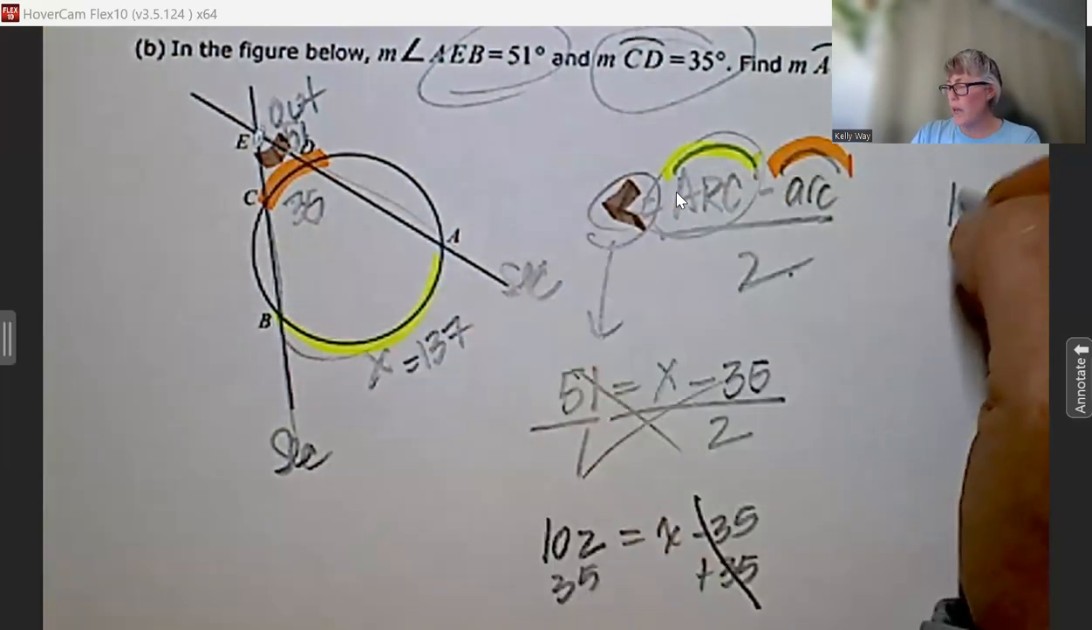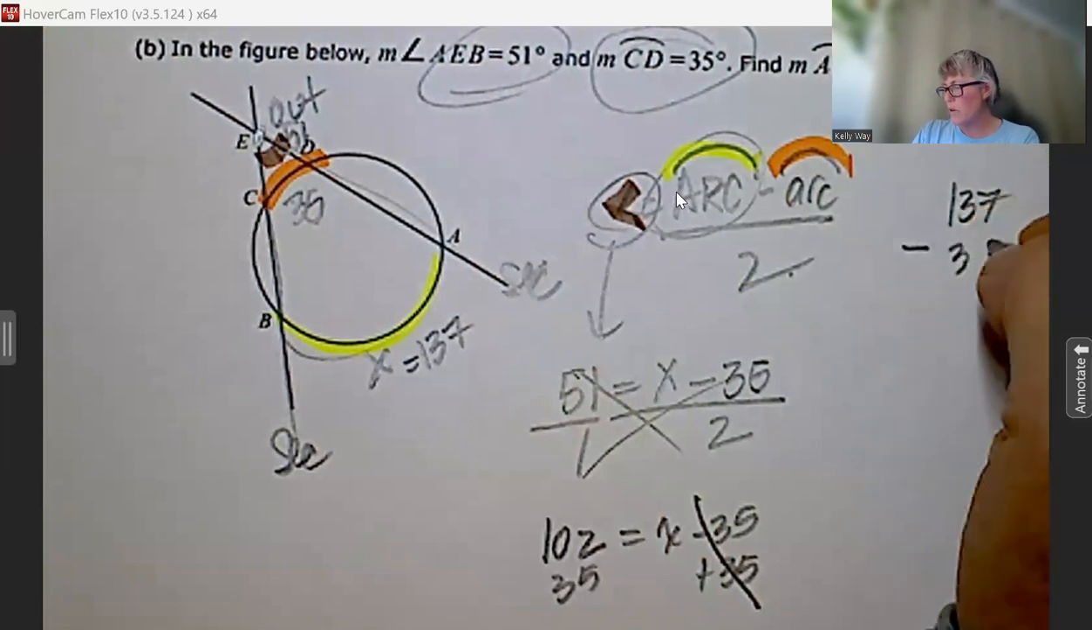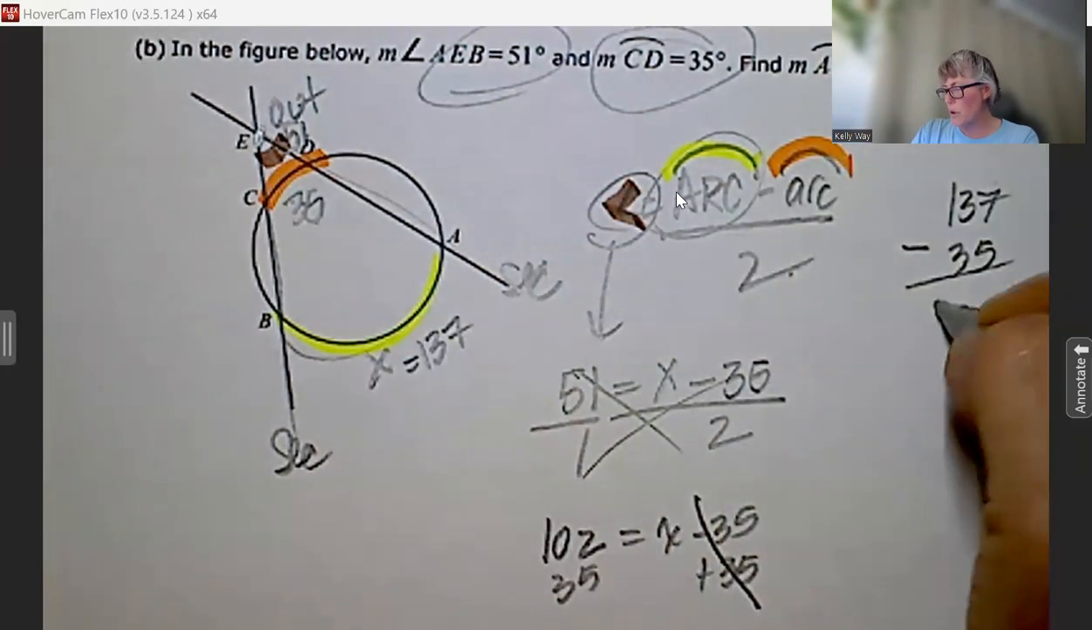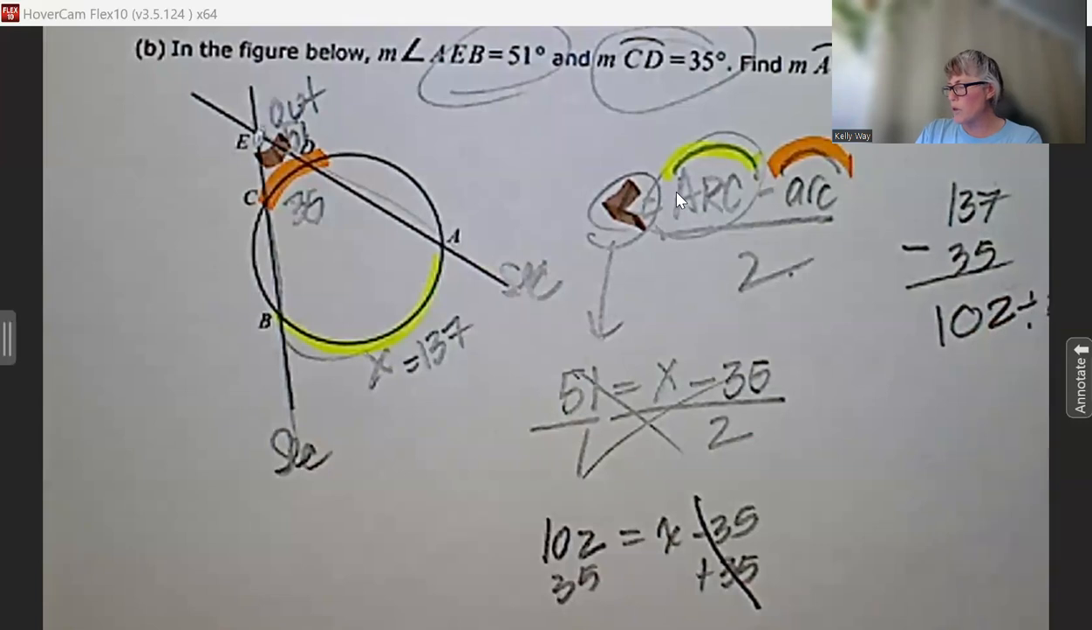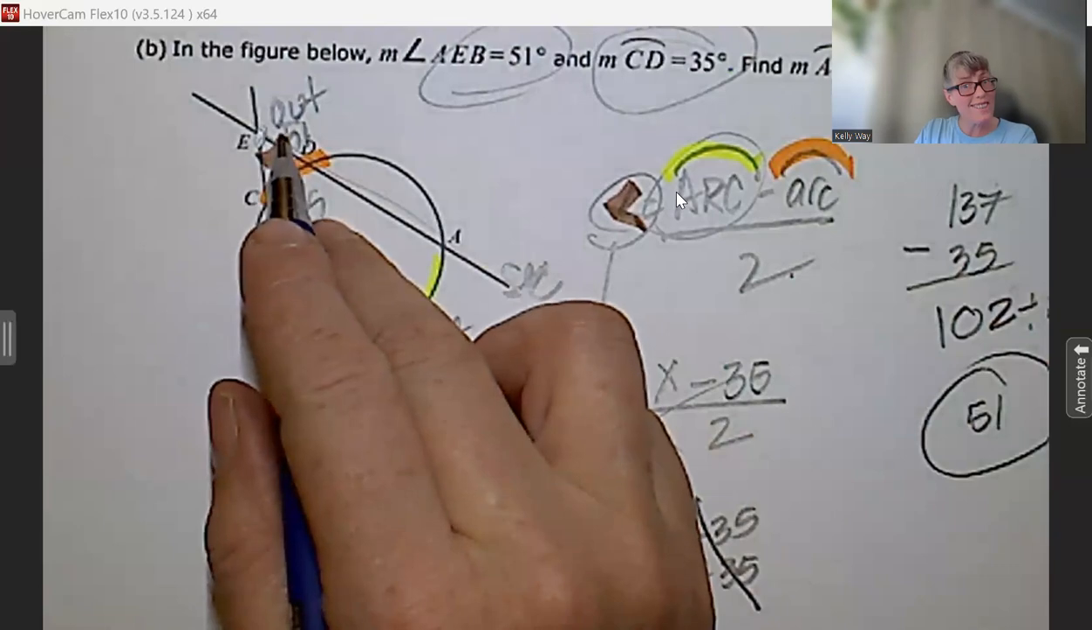You can always check these. So we're simply going to add 137 plus, or excuse me, minus 35, because it's minus right there. That's 102, we're going to divide by 2. We get 51, and ta-da, it matches.